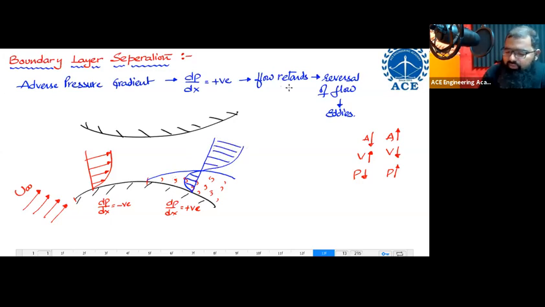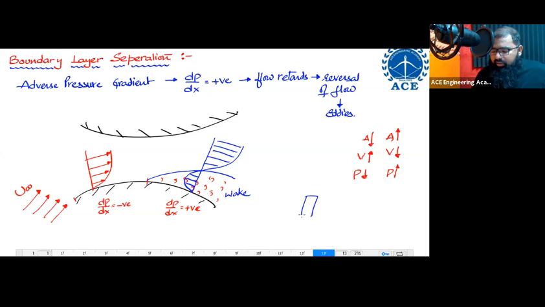Why reversal of flow? I told you over here, adverse pressure gradient, reversal of flow, eddies are going to be there. This region of reversal of flow is known as wake. So what has happened now? The flow wanted to move forward, but the pressure forces are pushing back the flow. Imagine the pressure forces at the next section.